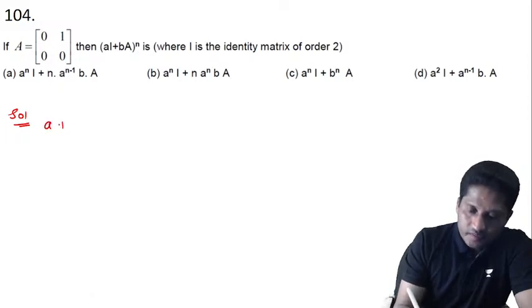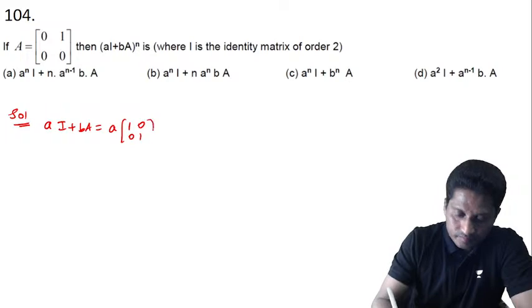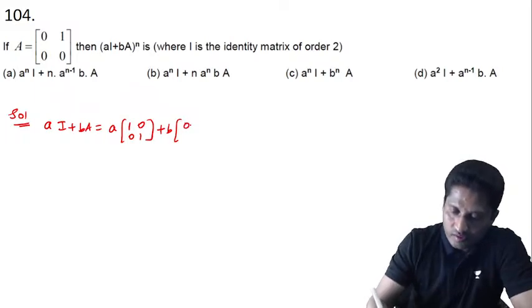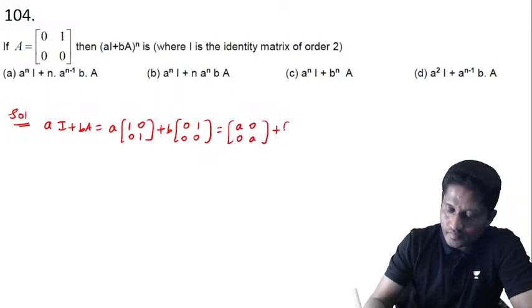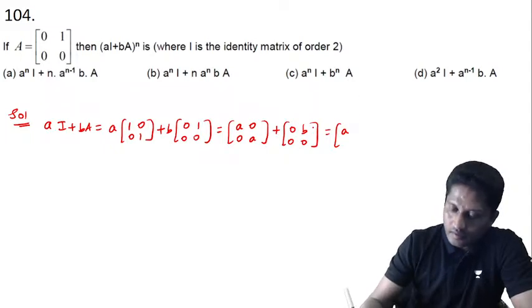So this is AI plus BA, right? A into I is equal to 1001, right? And then B into matrix A will be equal to 0, 1, sorry, 1001. This is 0, 1, 0, 0. Now let's multiply this. This is A, 0, 0, A, right? And this fellow will be equal to 0, B, 0, 0. Now if I multiply, this is equal to A. Okay, this is A plus 0 is A, and then this is B.